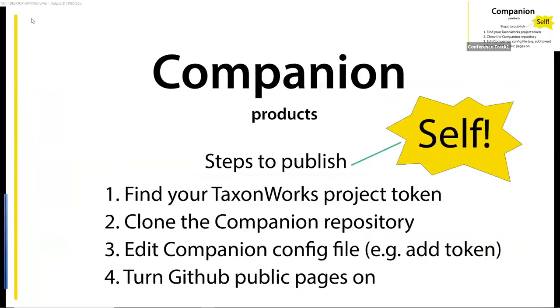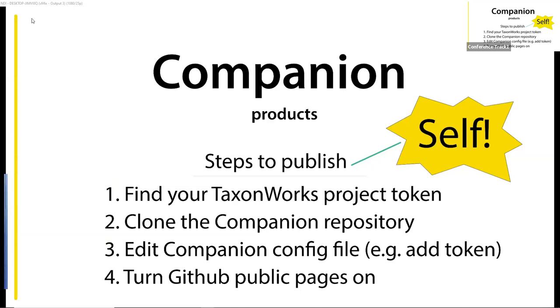We've been doing a lot with TaxonWorks as sort of a workbench, and now we're starting to try to produce what we're calling companion products. These are things that are essentially publications coming out of TaxonWorks. And these products that we'd like to illustrate today really can be published in four very simple steps. Essentially, you find some authentication token, you clone a repository to a new location, you edit a configuration file, and you turn your GitHub public pages setting on, and you are published.